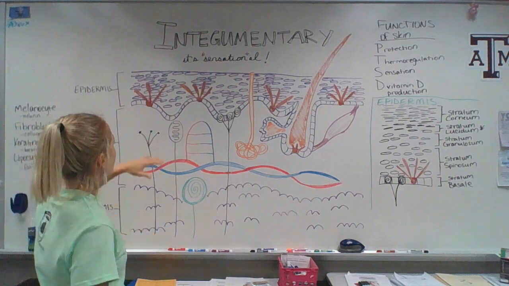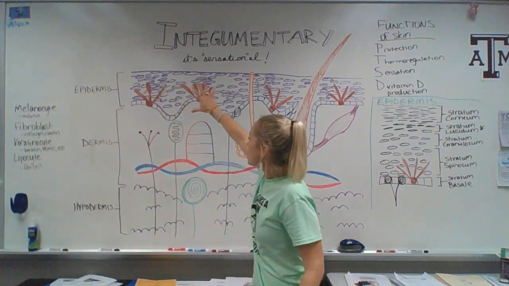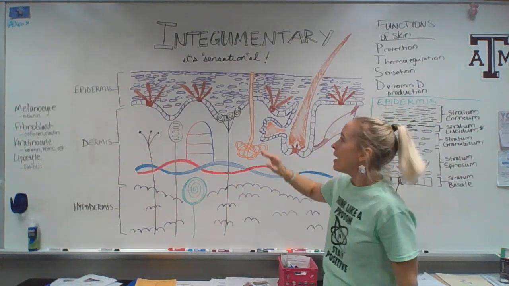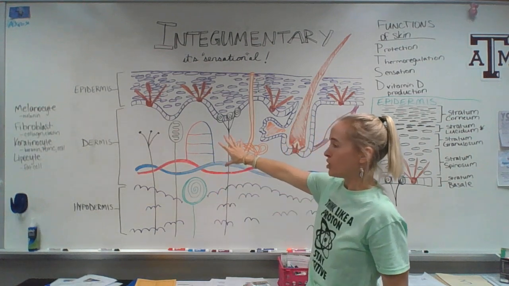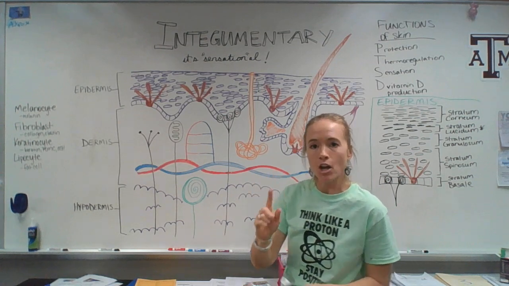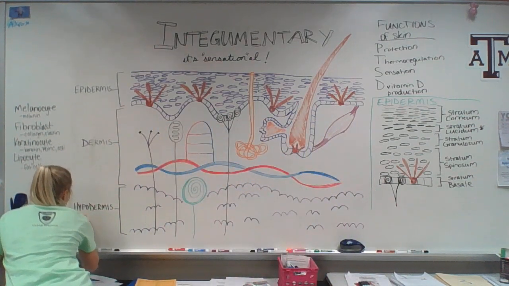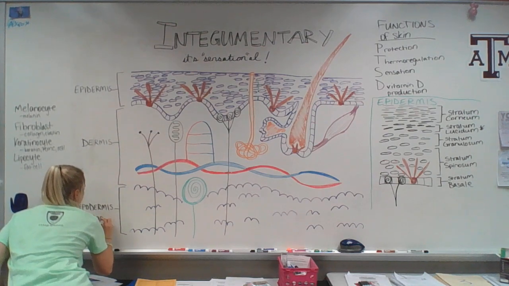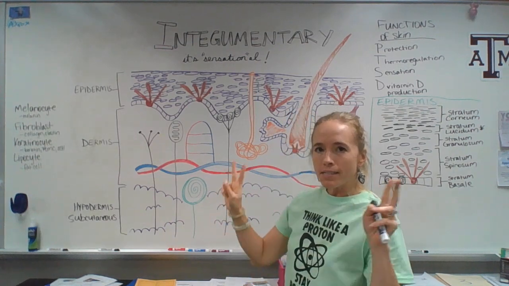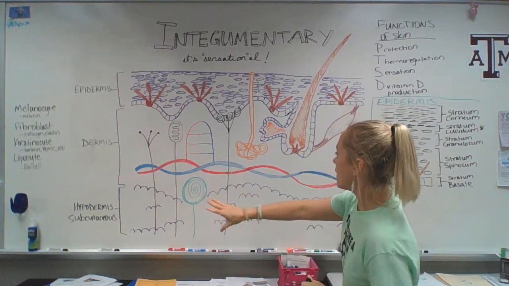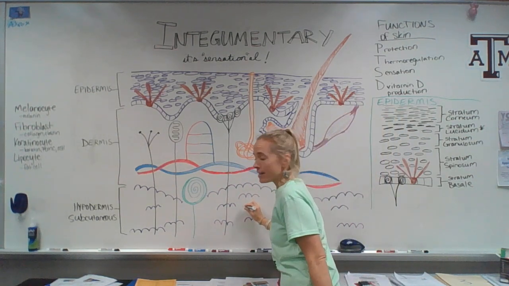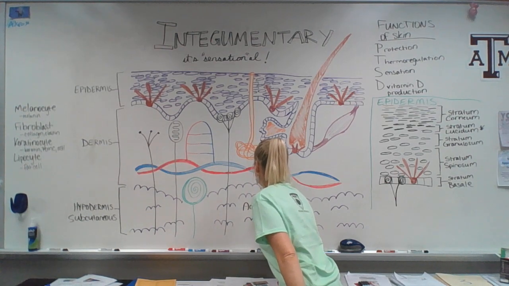So your skin is made up of three main layers: the epidermis, the dermis, and the hypodermis. Dermis means skin, epi means above, and hypodermis means below the skin. The hypodermis is also called the subcutaneous layer. Or sometimes for short, it gets called the sub-Q. But that layer is made up of adipose tissue. Adipose means fat cells.